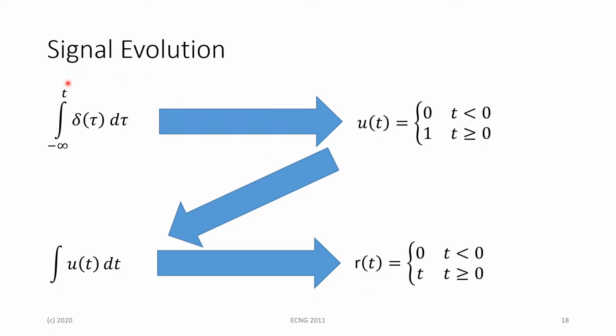So the integral of the unit impulse gives us the unit step, and the integral of the unit step gives us the ramp. Conversely, if we differentiate the ramp signal, we will get back our unit step. And if we differentiate our unit step, we'll get back our unit impulse.